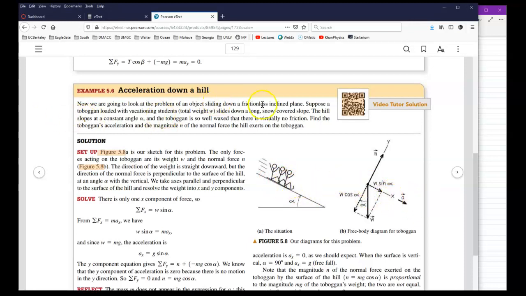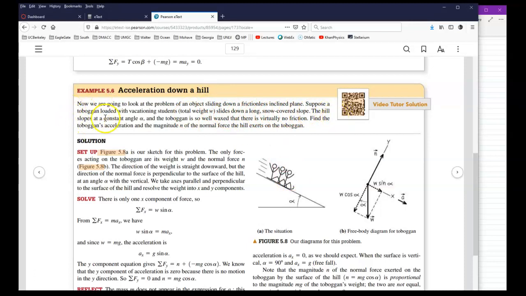All right. He says, suppose a toboggan. I don't know what that means. Toboggan. Oh, okay. That's a little slide there. It's called a toboggan. I'm sorry, never heard of it. Toboggan loaded with vacationing students, total weight W. That's the total weight of the toboggan and the students. Slides down a long snow-covered slope.